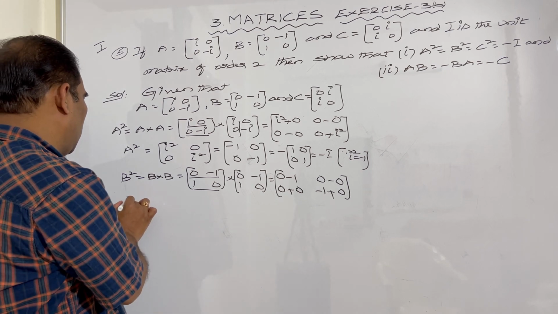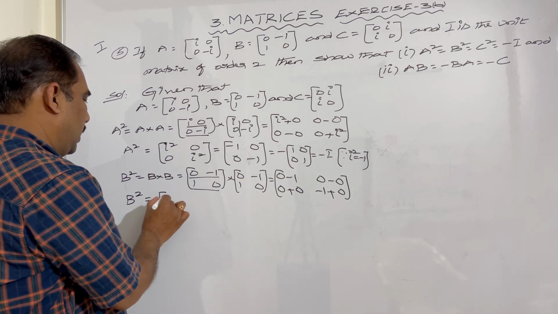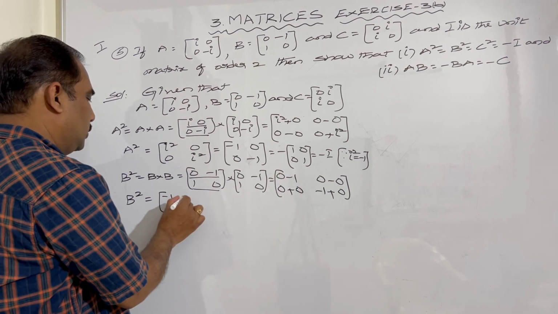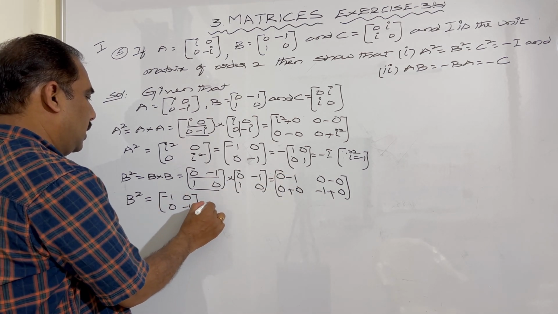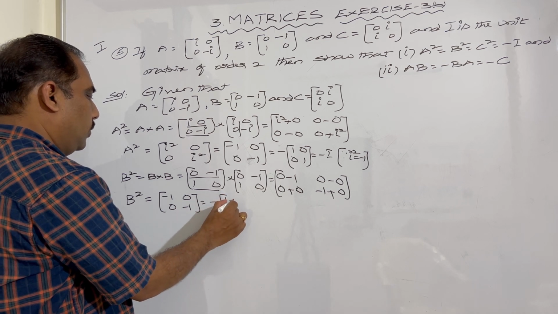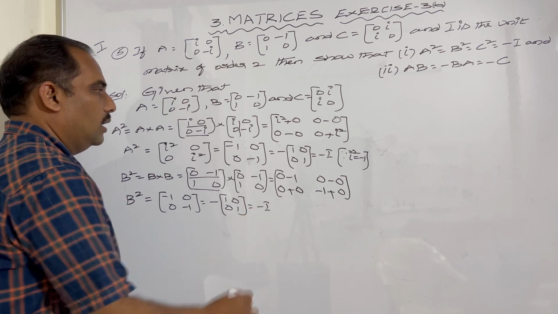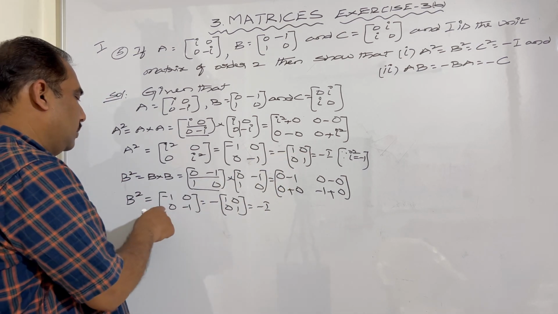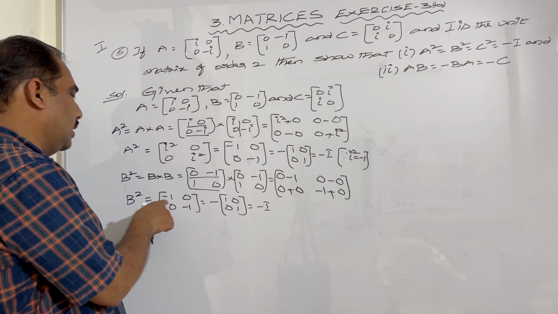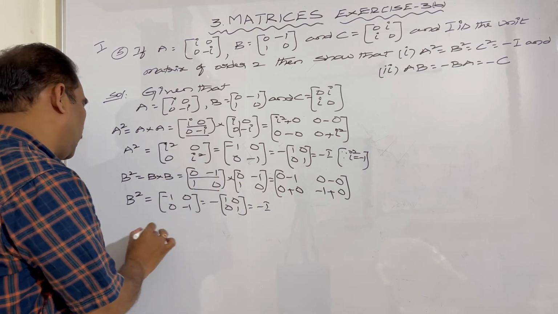So we get B square is equal to [[minus 1, 0], [0, minus 1]]. Again you can take minus common, so [[1, 0], [0, 1]], which is also equal to minus I. Here also I square is equal to minus 1, so replace it here. Here there is no I, so there is no problem at all.